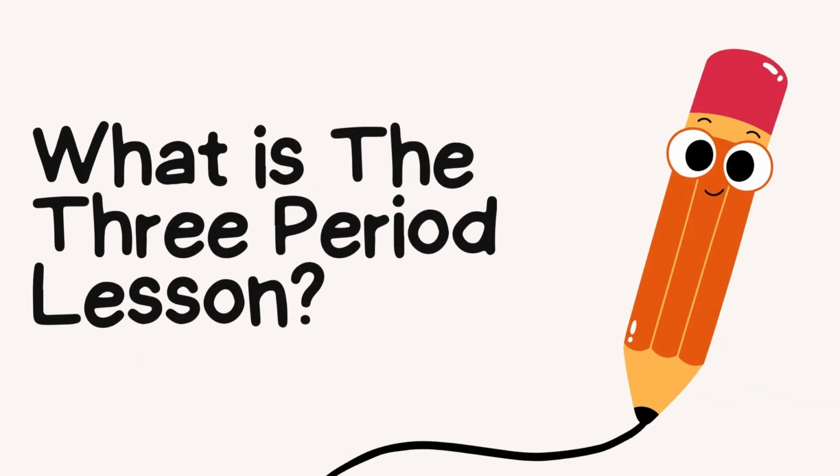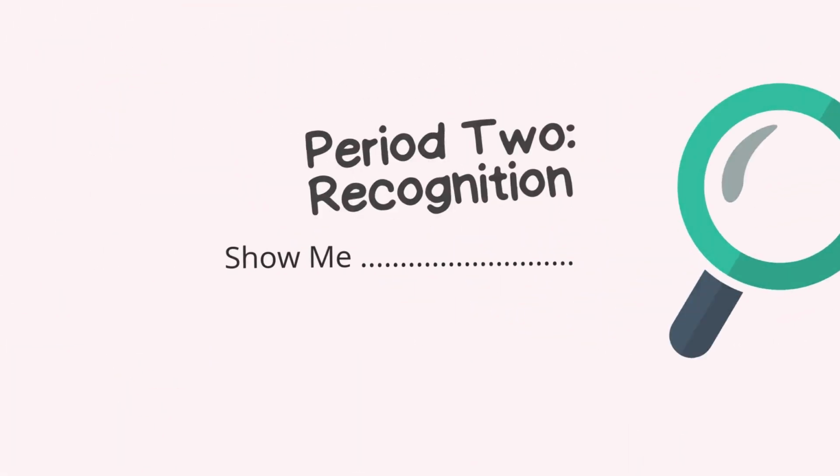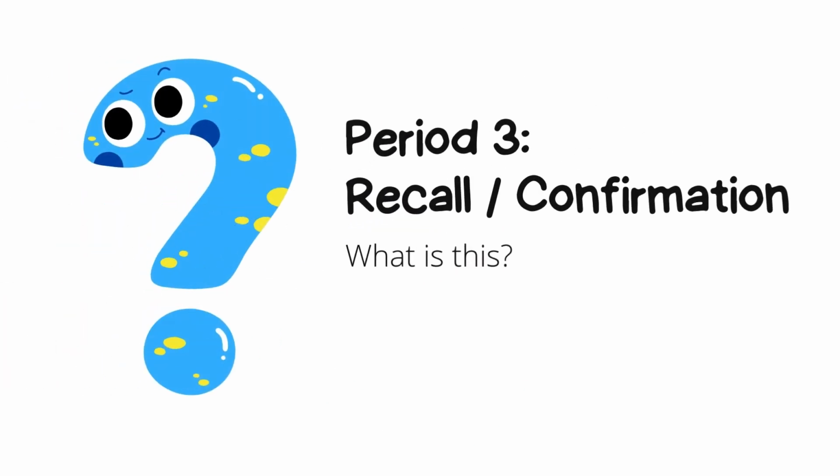The 3-period lesson is a simple teaching method with 3 clear stages: naming, recognition, and recall. This lesson helps the child move from listening to understanding and remembering. It respects the child's pace and builds confidence.